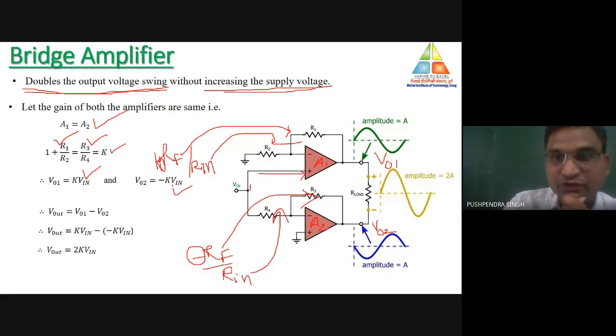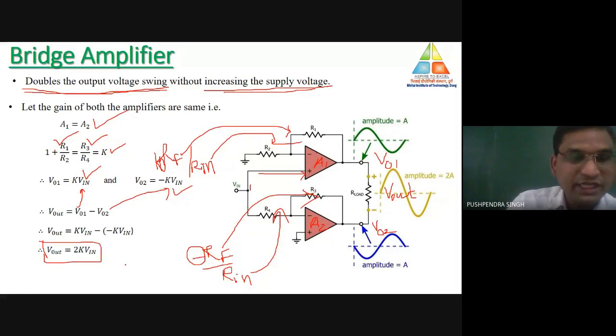Now what is V output? Here you are calculating the output voltage across this load. So V output is equal to V01 minus V02. What is V01? V01 is K into Vin. What is V02? V02 is minus K into Vin. So from there, what is the value of V output? Output is twice of K into Vin.